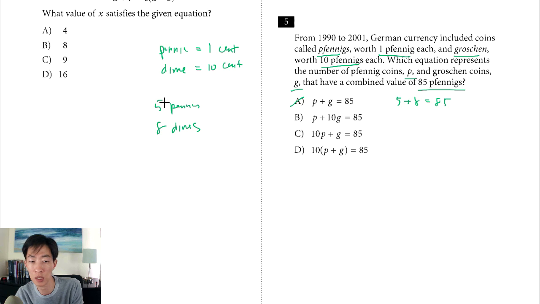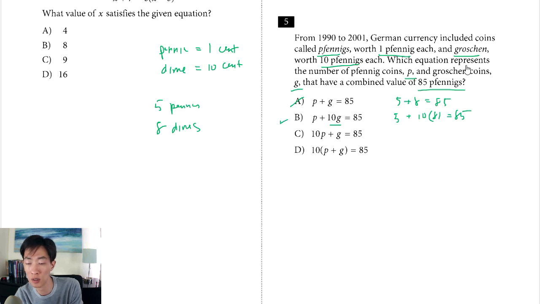Choice B, we plug in the same numbers. 5 plus 10 times 8. Does that equal 85? The answer is yes. And the reason that this works is that when you have 8 dimes, the value of 8 dimes is actually 80 cents, and that's represented by multiplying it by 10 because 1 dime is equal to 10 cents. So B is going to work.